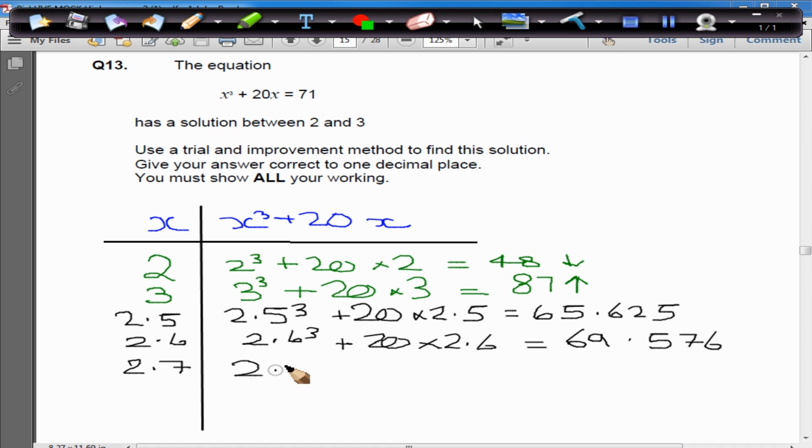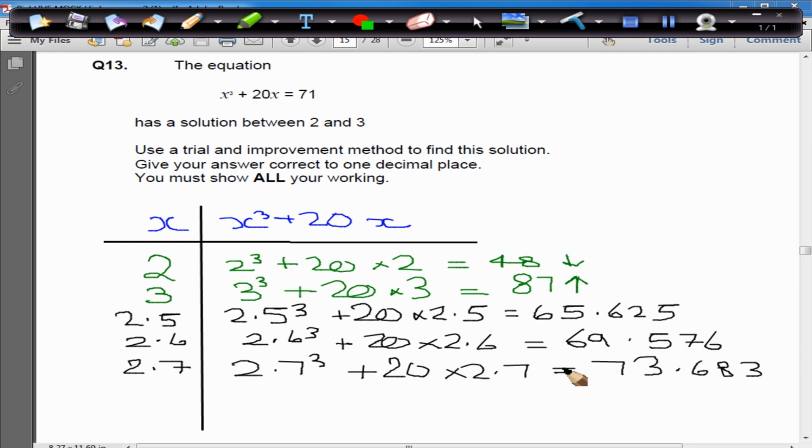So we got 2.7. Ladies, are we doing the calculations? The ones who especially haven't done it. So, Ifra, are we doing the calculations? So 2.7 cubed plus 20 times by 2.7, what's that give us? A solution of 73.683.